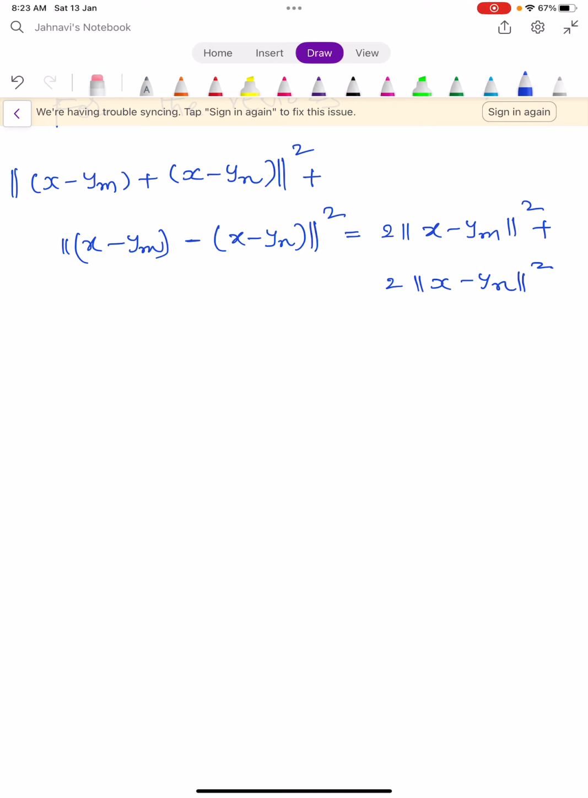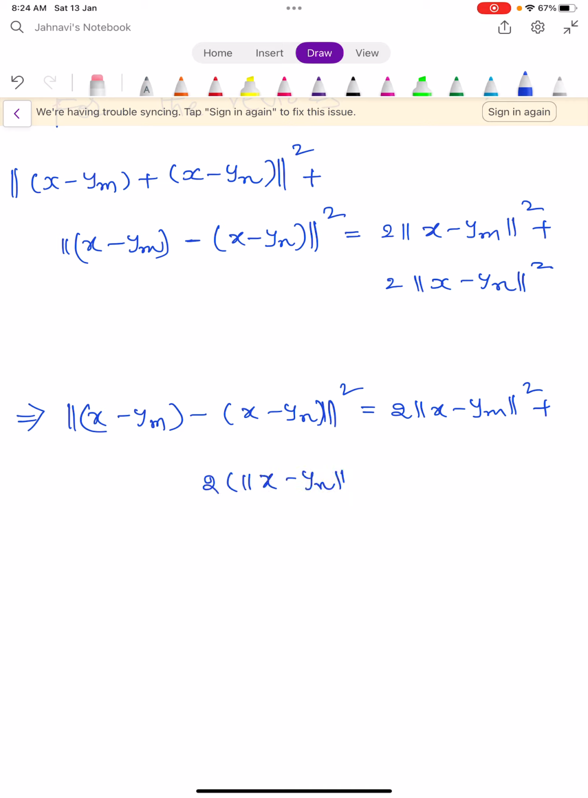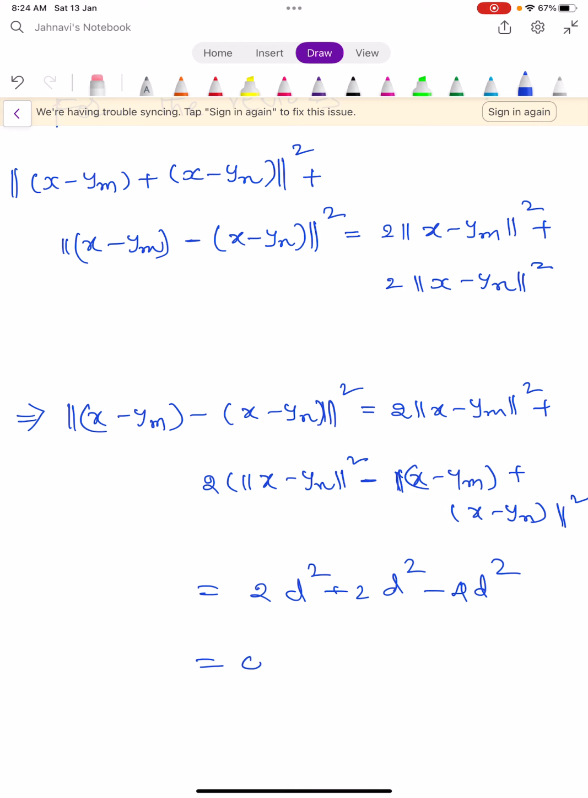Am I right? It's absolutely right. This condition is absolutely right. You can write, which implies norm x minus ym minus x minus yn whole square is equal to 2 into norm x minus ym whole square plus 2 into norm x minus yn whole square minus norm x minus ym plus x minus yn whole square. This is nothing but 2 into d square plus 2 into d square minus 4 d square, which is obviously 0.